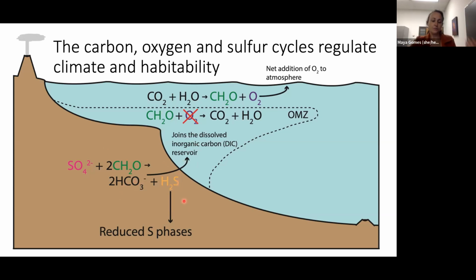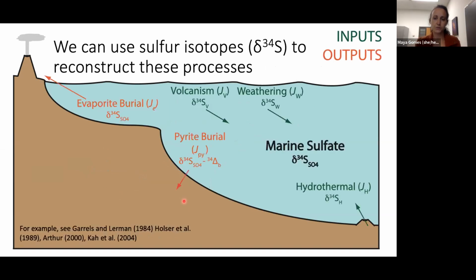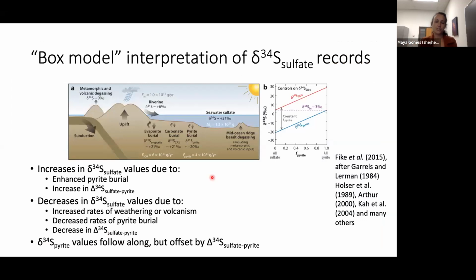So in order to reconstruct oxygen and carbon dioxide levels in our atmosphere through time, we really need to consider all these different cycles. And we can use sulfur isotopes in combination with other proxies to try to reconstruct these processes. And specifically, the way that we do this is considering a box model. This is just an example, but we use box models to model the evolution of the marine sulfate reservoir, both in terms of its concentration and isotopic composition, because that concentration and isotopic composition will vary in response to changes in the magnitude and the isotopic composition of the inputs and the outputs. And so this sort of box model interpretation comes up with specific predictions that we use to try to extract paleoenvironmental information from our records.